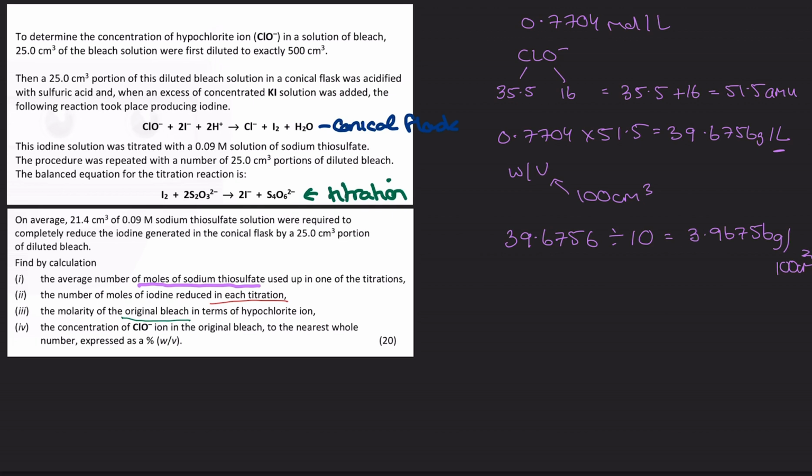Now, we want to get it as a percentage into the whole number. So it's important to read the question and underline everything that's important. So if I round that to a whole number, it's going to be 4 grams per 100 centimeters cubed. And we want it as a percentage now. So you can literally just write 4% weight per volume in the original bleach. Okay, so that means that there's 4% of that active ingredient, the hypochlorite ion, present in the original bleach. And that's that question completed.